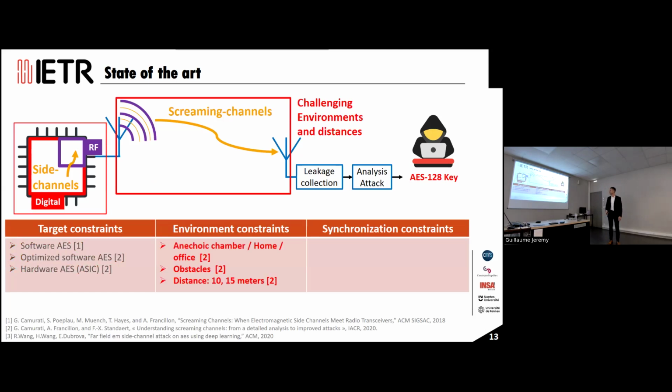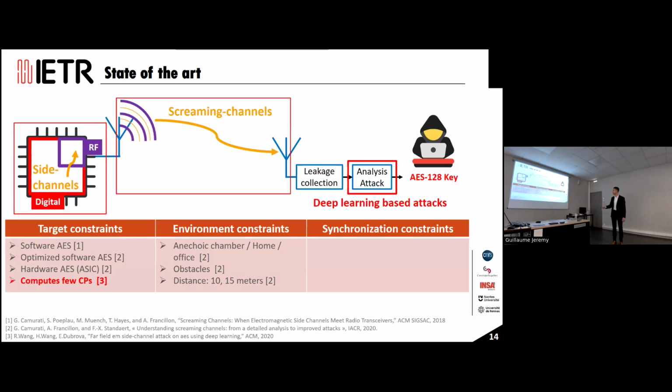They also studied this attack in different environments and distances, and they managed to perform the attack at a distance of up to 15 meters. Then, following works studied the use of side-channel analysis based on deep learning, in order to reduce the number of traces that we have to collect to perform the attack. And this can be very convenient when a victim computes a few cryptographic processes.